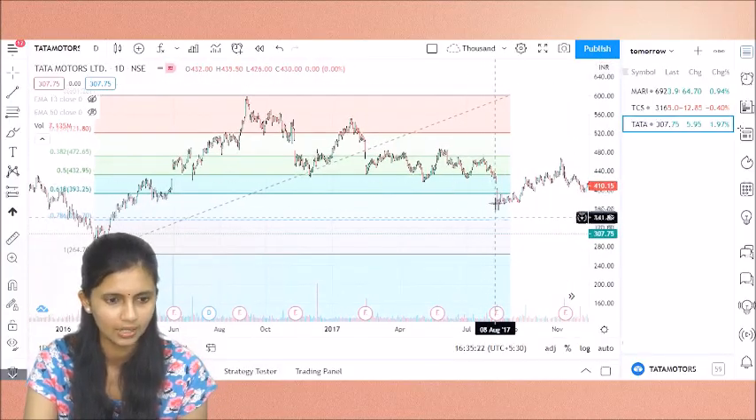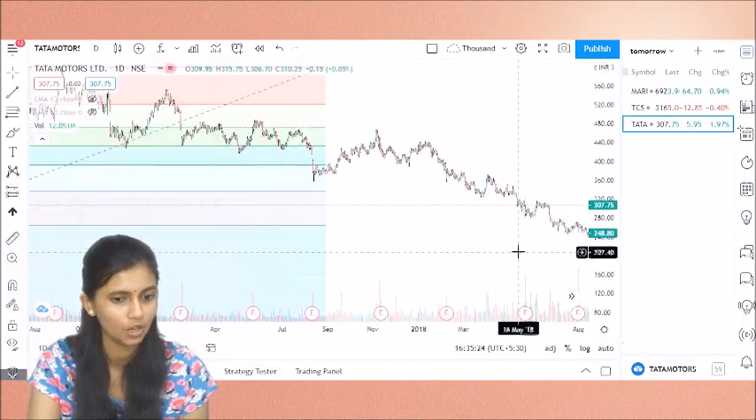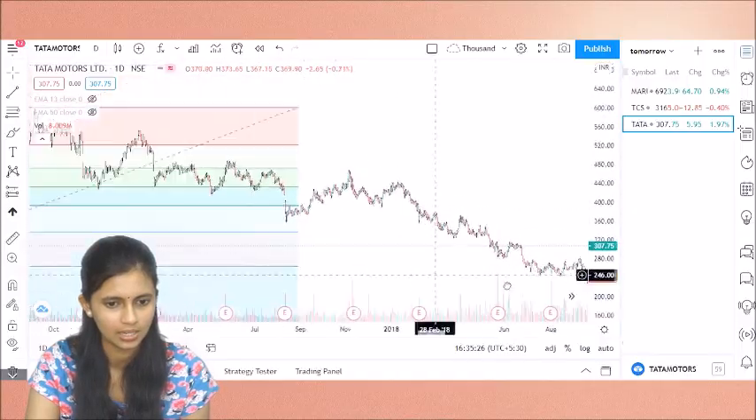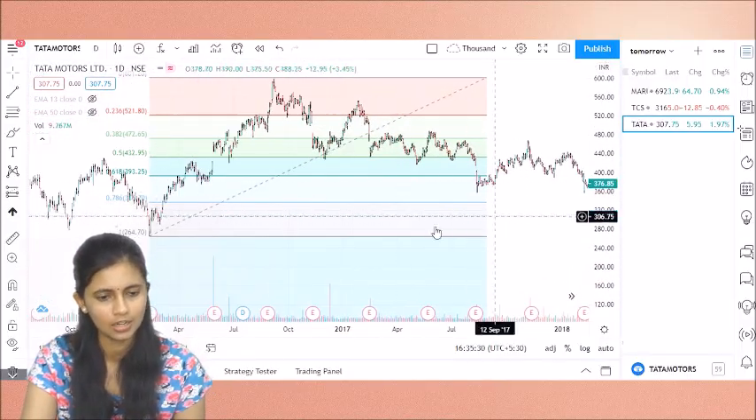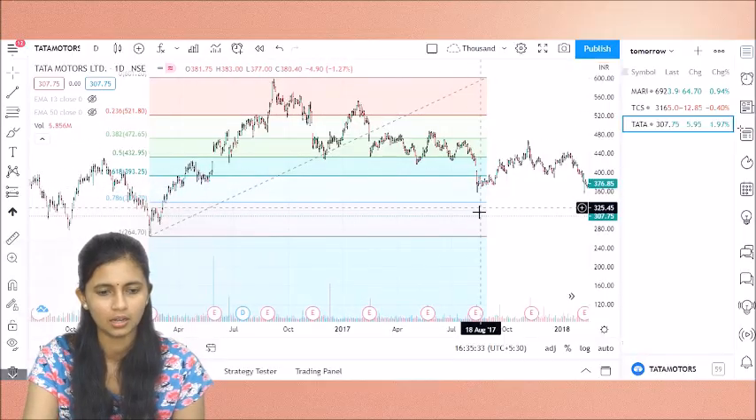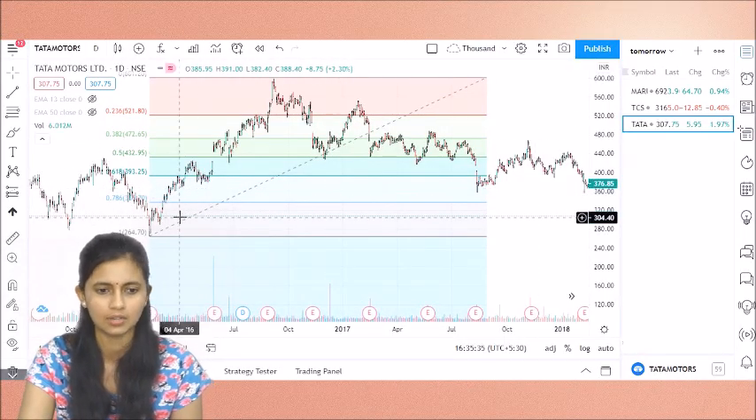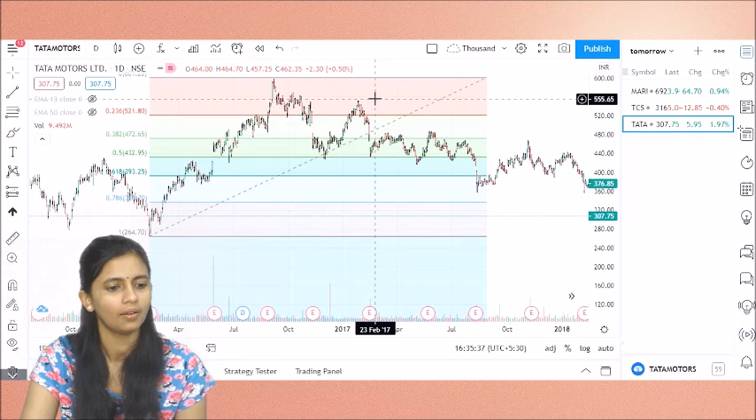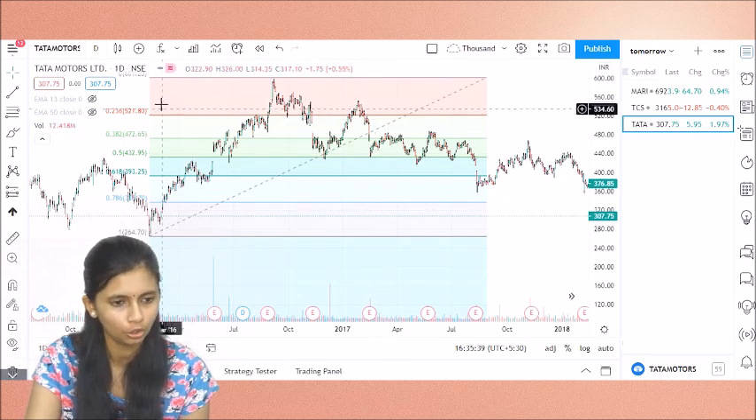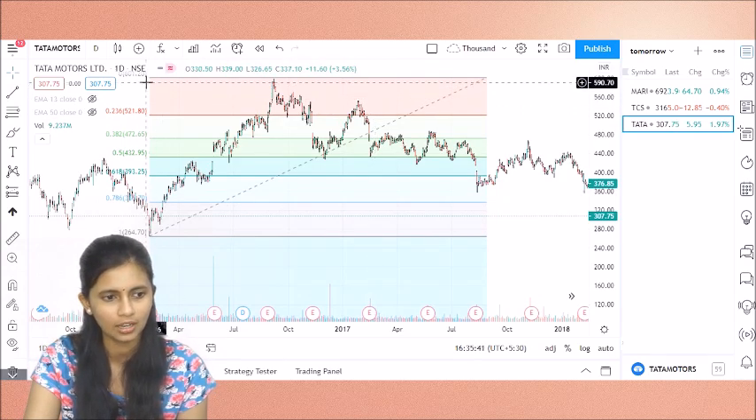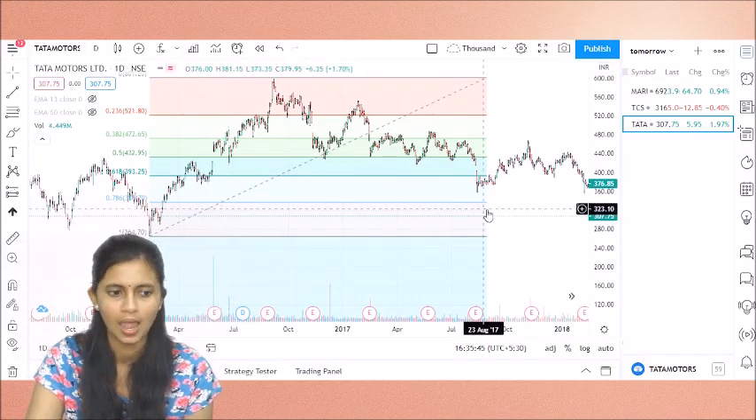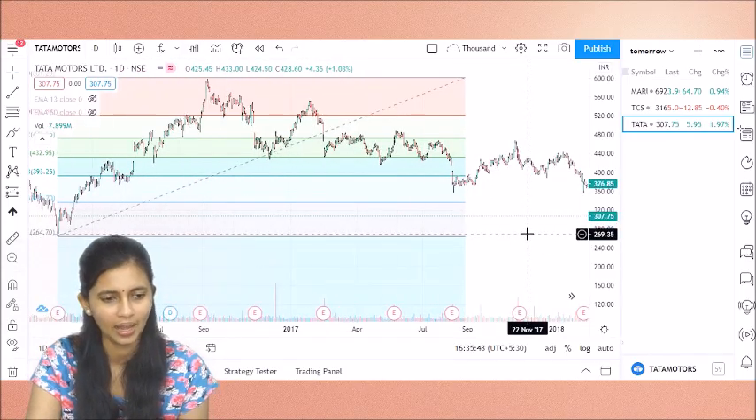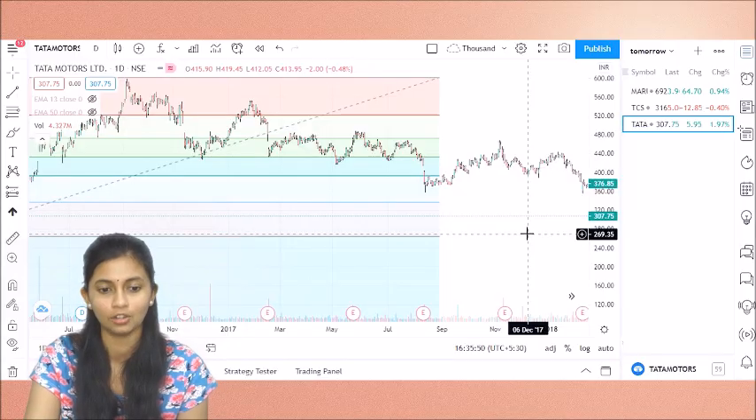so 3-4 times it took support over here, and then once it broke the 0.618 level, you can see that the stock started falling down. So once the 0.618 level is broken, you have to be a bit careful, because sometimes a trend will reverse, like in this case. So you have to draw the Fibo from below to above if it is an uptrend. If it is a downtrend, you will be drawing the line from above to below, and then you have to check the levels, apply your strategy, and then take the trade. You will take the trade only after the retracement.